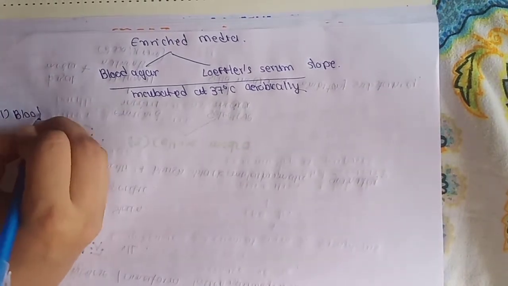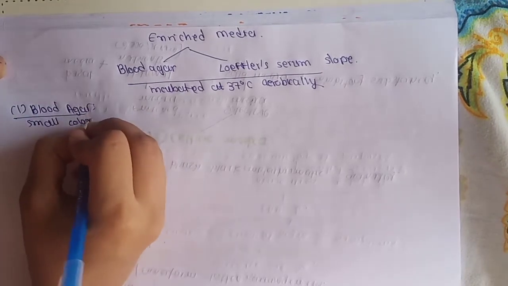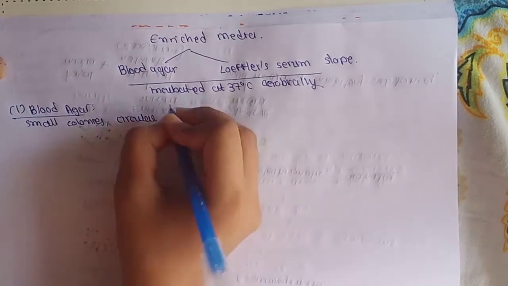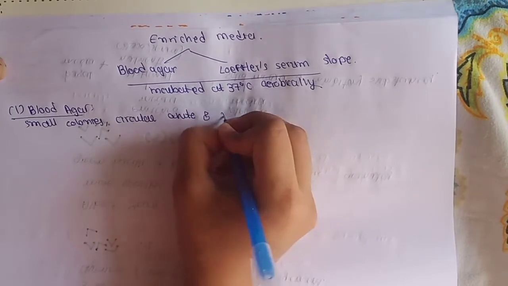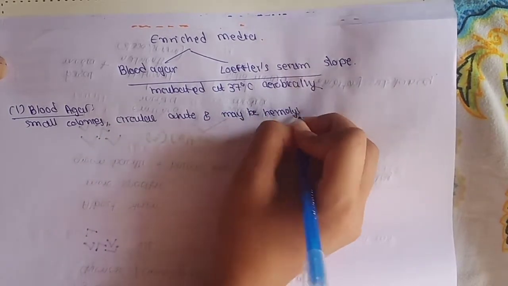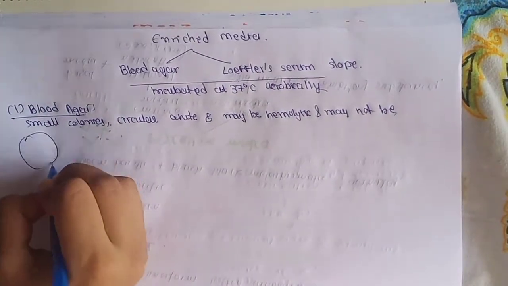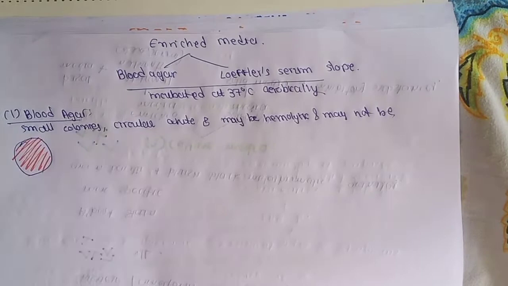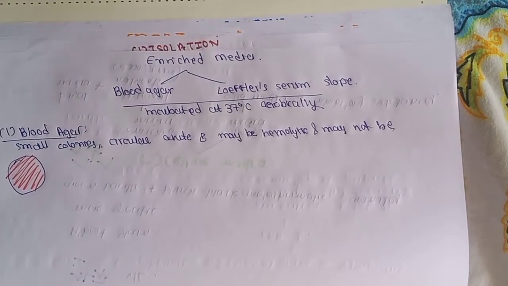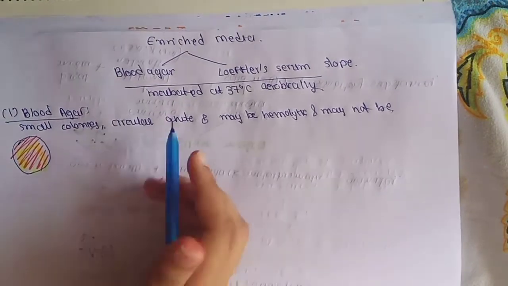Let's talk about the blood agar first. In blood agar we will see small colonies, and the colonies will be circular, white, and may be hemolytic and may not be hemolytic. Mitis biotype shows hemolysis sometimes. Imagine that this is blood agar and we will have white colored colonies, small, circular.